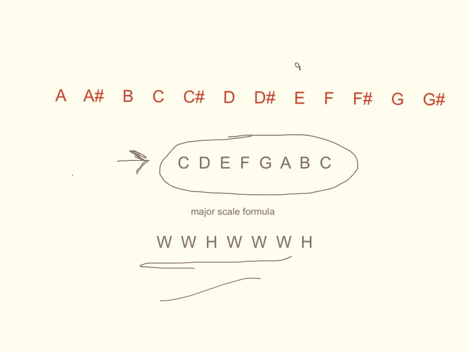The CAGED system, the system that I'm going to be teaching you about on the guitar, kind of lets you bypass all this stuff. You don't have to memorize any of the formulas. All you have to do is memorize a couple shapes and patterns on the guitar, and then that kind of does the work for you. I'm just showing you this here just so you can get an understanding of what's going to be going on.